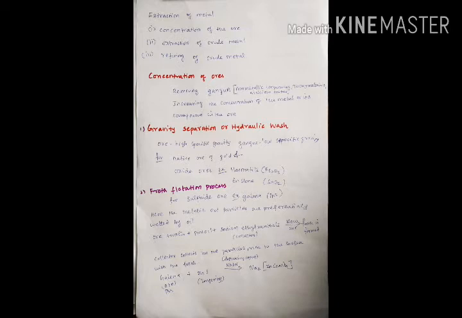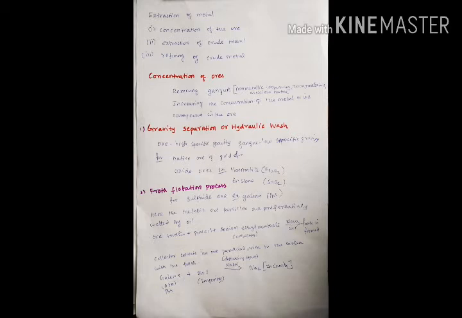For concentrating ore, we have 4 methods. The first method is gravity separation or hydraulic wash. Hydra means water. This method is particularly used for concentrating oxide ores. For example, the native ore of gold is also concentrated by gravity separation process. Oxide ores such as hematite and tin stone are all concentrated by using the gravity separation method.